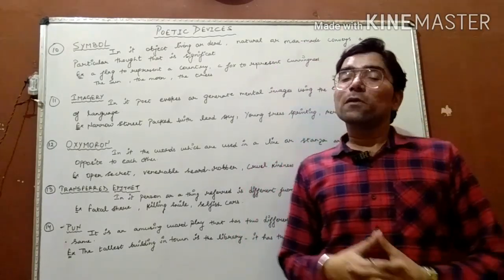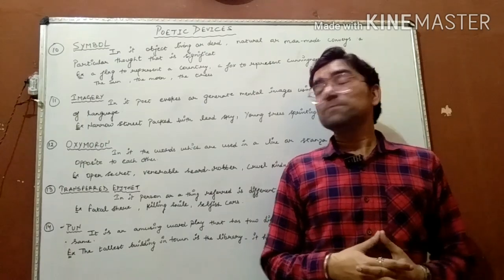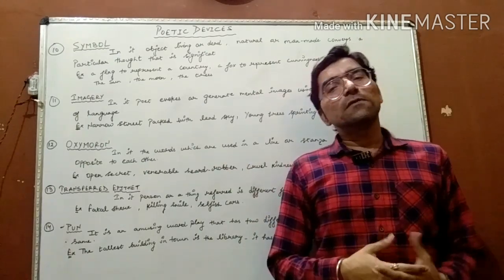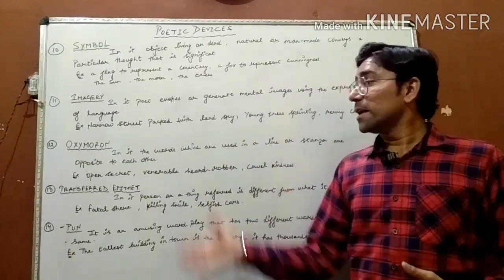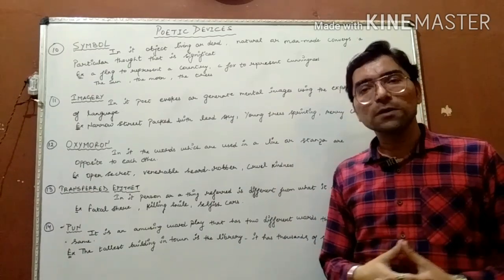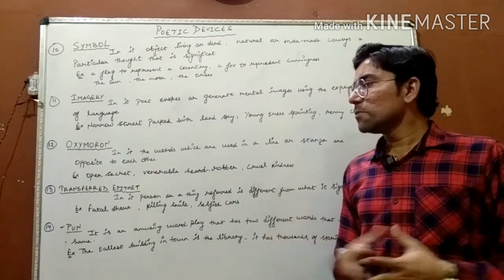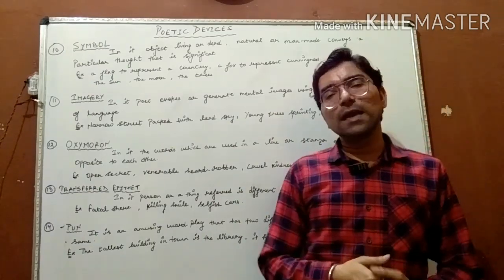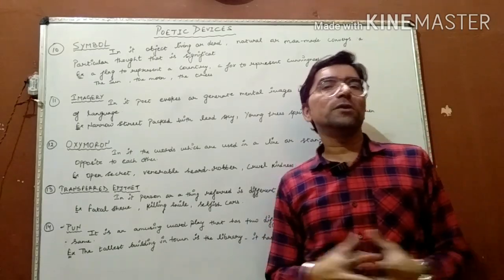Good evening all of you to our online classes, and today we are going to start with the last session of our poetic devices. For that we have 5 poetic devices written on the board, starting with symbol, imagery, oxymoron, transferred epithets and pun, and one by one we shall discuss all these poetic devices.